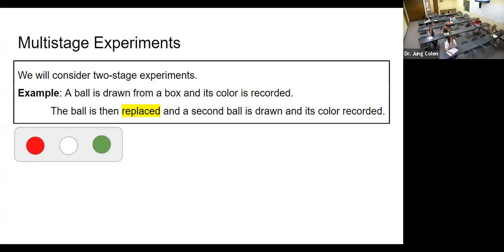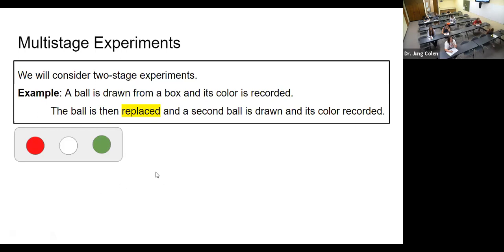A ball will be drawn from this box. You see the box there? And I have three different colors of ball: red, white, and green. Okay? So there are three balls, each a different color. The ball is drawn first, then I'm going to replace it. I'm going to put it back. So for the second draw, there are still three balls, right? So it doesn't affect anything.